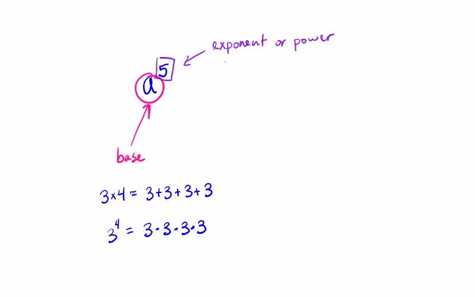All right, so just like multiplication is a shortcut to addition, exponents are a shortcut to multiplication. All right, so the exponent tells you how many times to multiply the base, right? Or how many of this number do you have in the product, right? So you have a product of 4 3s in this case.